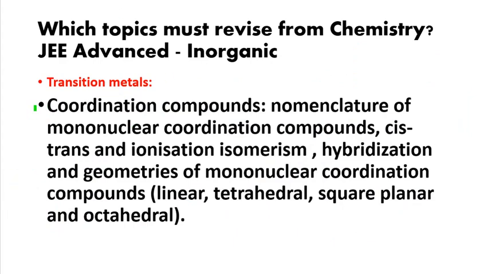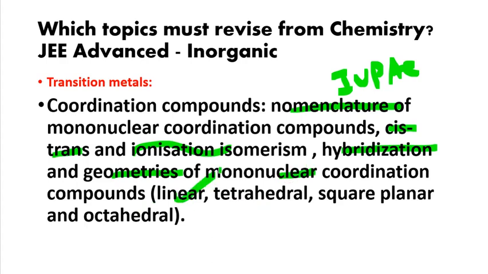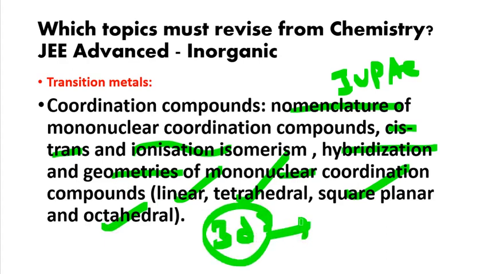You need to get revision on coordination compounds of nomenclature, the proper IUPAC nomenclature, and just look at cis, trans isomerization, also ionization isomerization, and hybridization, geometries of mononuclear coordination compounds. Here we can see linear, tetrahedral, square planar, and octahedral. Okay, just focus on 3D metal complexes only.